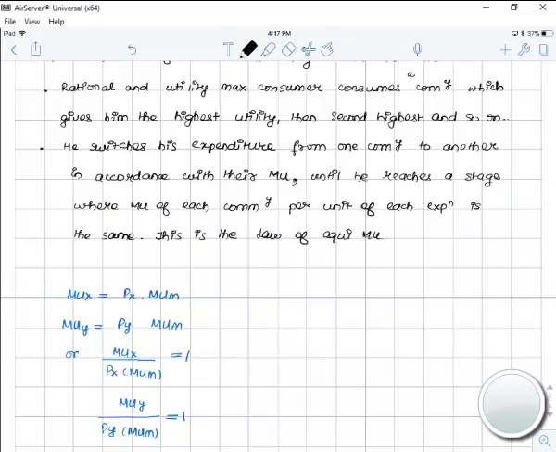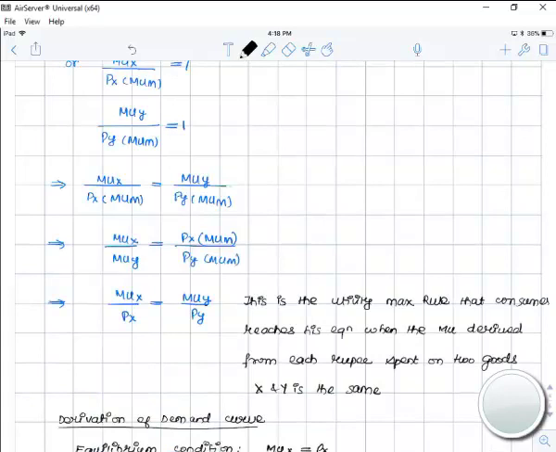So basically what you can write is this: MUX upon PX equals MUY upon PY. MUM and MUM get cancelled out. So you have this relation. This is the relation which we are talking about. So this particular thing is the utility maximizing rule.